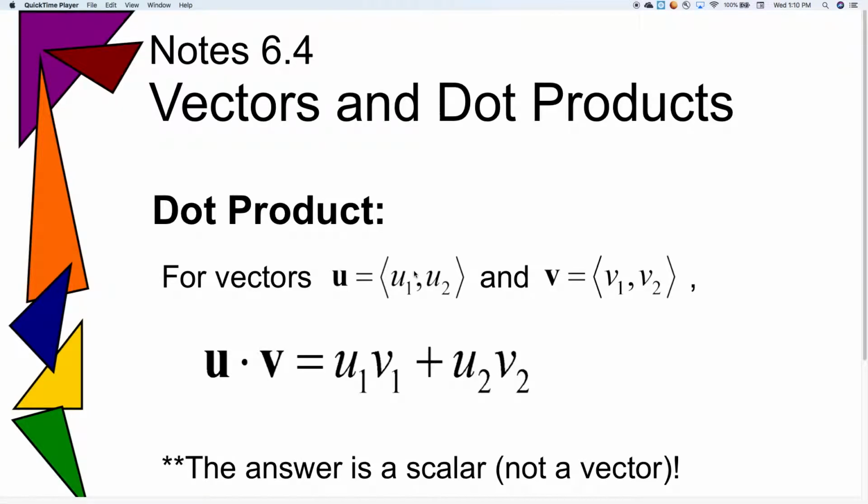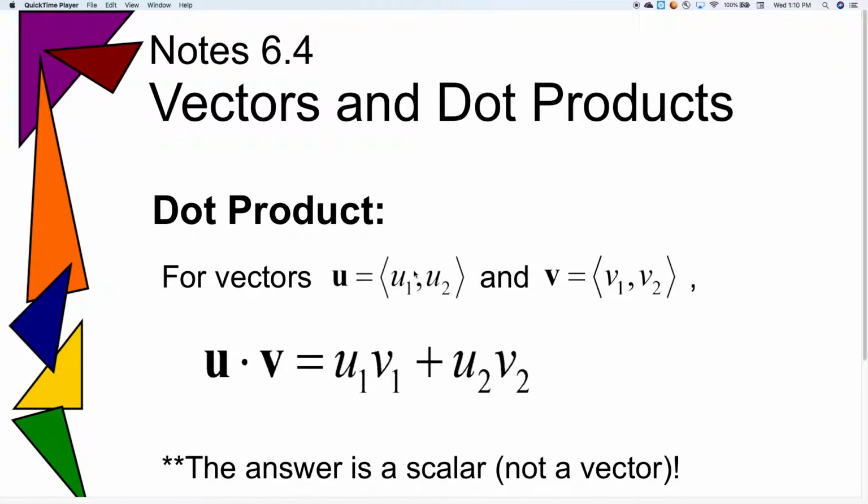So we're talking about vectors and dot products. Here's the definition for the dot product for vectors u and v. So u has horizontal and vertical components u sub 1, u sub 2. V has horizontal and vertical components v sub 1, v sub 2. So they're just like two different vectors. And then here's your dot product.